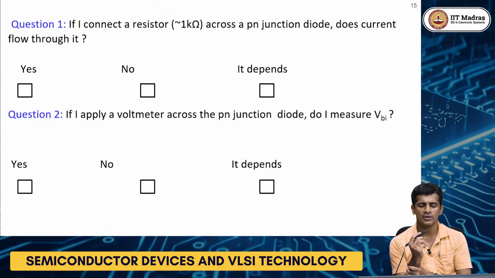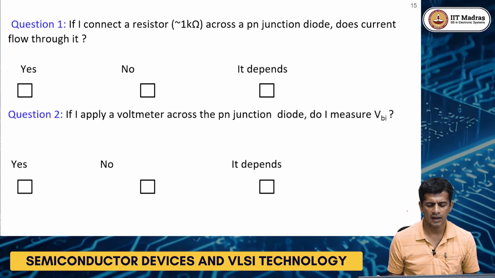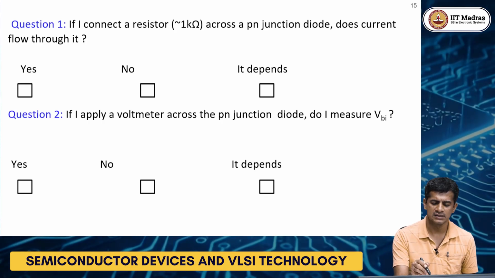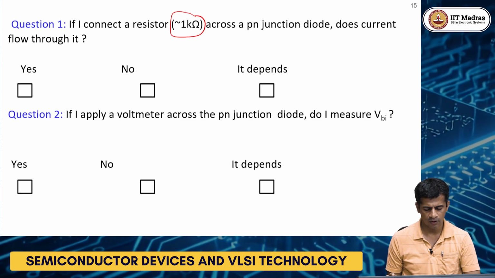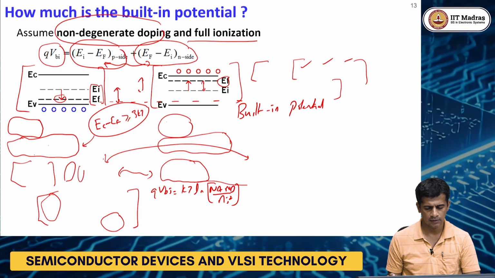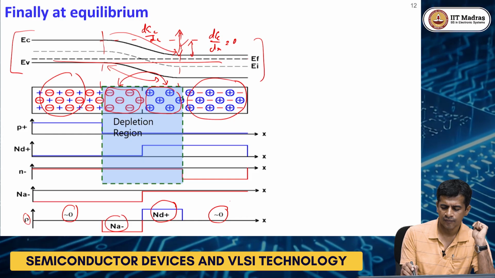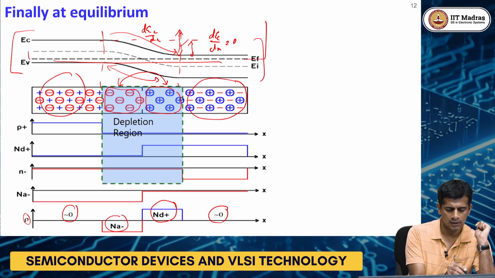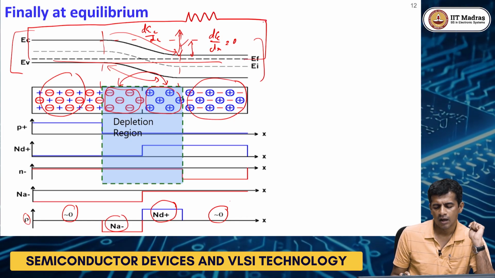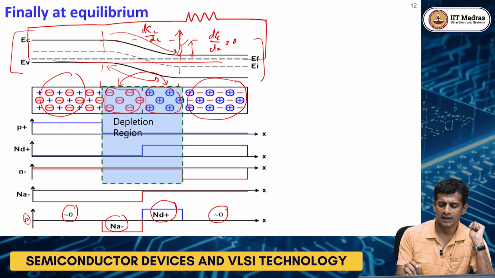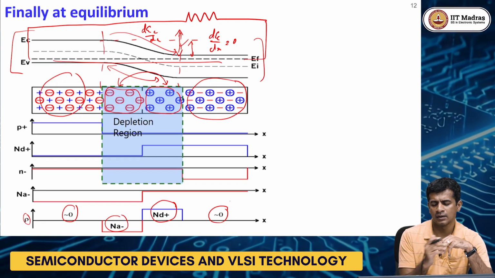So here is a question. Suppose you have made a PN junction, and suppose I connect a 1 kilo ohm resistor across the PN junction. If you recall the PN junction, what I am doing is connecting a resistor here, like this. The question is, will there be a current through this path, and will some joule heating happen in this resistor?